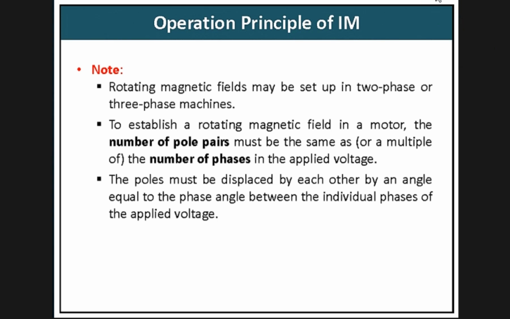So the poles must be displaced from each other by an angle equal to the phase angle between the individual phases of the applied voltage. So let's look at how this rotating magnetic field works.